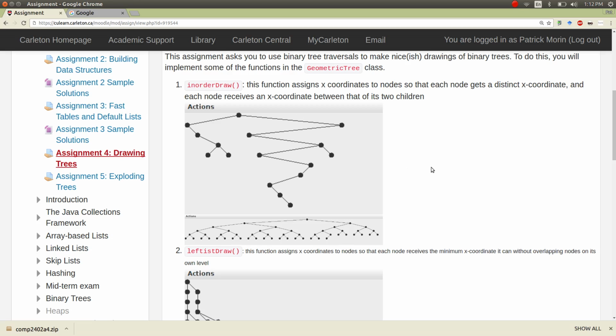Yeah? So it doesn't matter the value as long as it's greater or lesser than? No. The values have to be the integers 0, 1, 2, 3, all the way up to n minus 1. The x coordinates or the values in nodes? Well, there's no values in the nodes. There's an x coordinate and a y coordinate at each node. And the x coordinates have to be 0 through n minus 1. The y coordinates have to be 0 through the height of the tree.